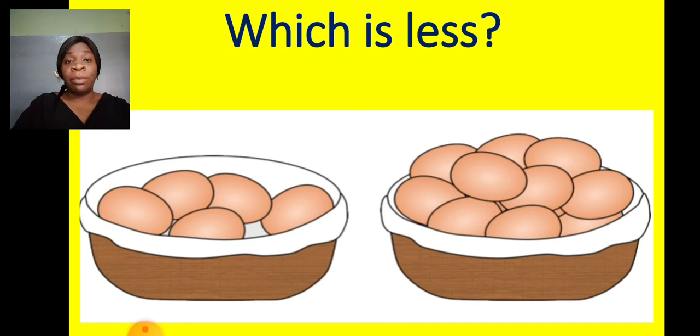Okay, let's look at the bowl of eggs. Tell me which is less. Which bowl has less eggs?